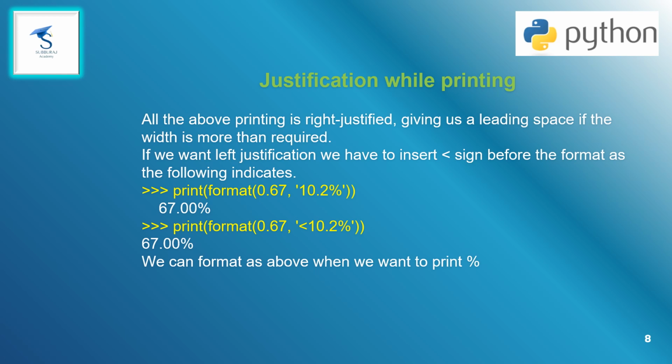So print format, the same thing, 0.67 within quotes, less than 10.2 percentage. Percentage is another format supported by Python. So it prints 67.00 percentage. Printing starts from position number 1. In the previous statement, since we have not set the left, the default is right justification, so it left extra or leading spaces and then printed. So we can use percentage when you want to print percentages. Instead of saying F or E, you put percentage, and it will print the percentage.